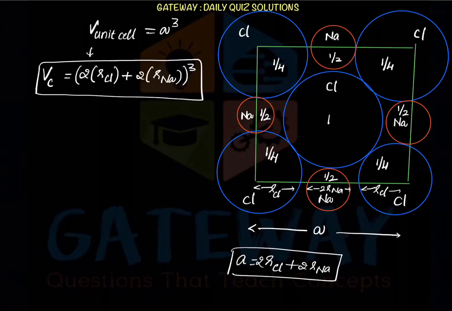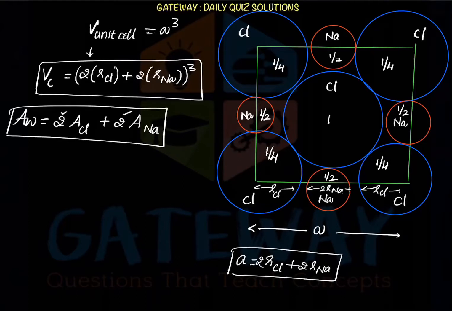At the body center we have 1 complete chlorine. And if we count all of them, the chlorine is also two atoms. So for the total atomic weight, we can write it as 2 times the atomic weight of chlorine plus 2 times the atomic weight of sodium, since we have 2 atoms of chlorine and 2 atoms of sodium. That is all about the atomic weights.